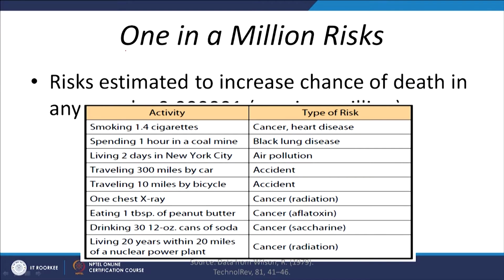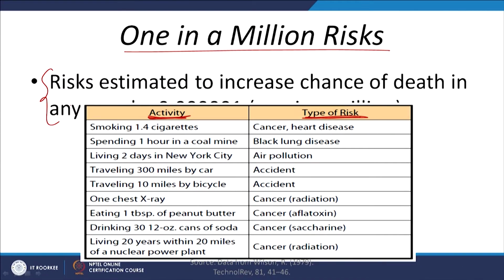So moving on, I have one particular illustrative example here that I want to look at, again on a lighter note. Here we have different activities that can lead to death, or different kinds of risks. Here we have the activity, different types of activities, and the type of risk associated with it. And here it's for a 1 in a million chance, so 1 in 10 power 6.